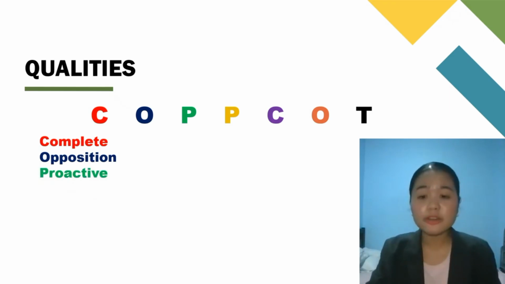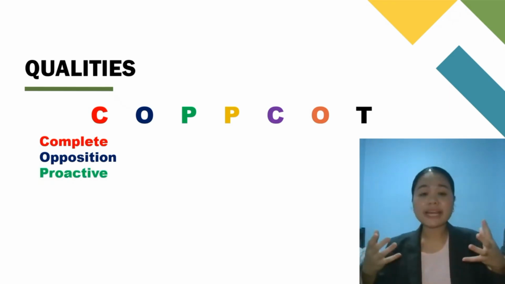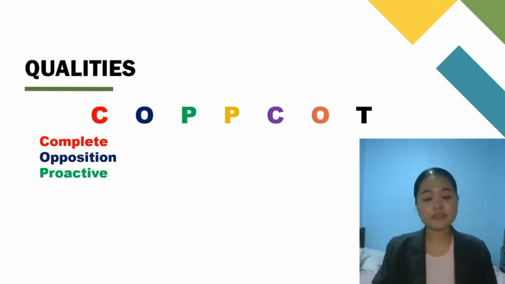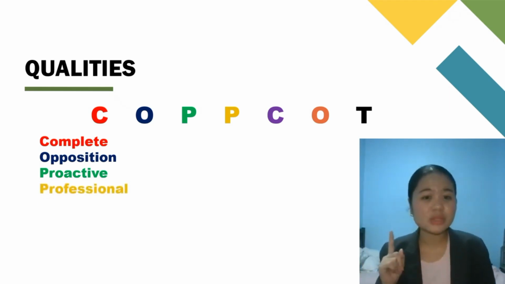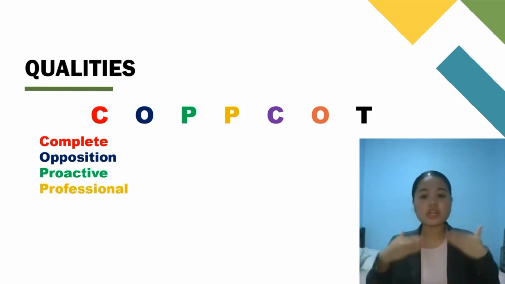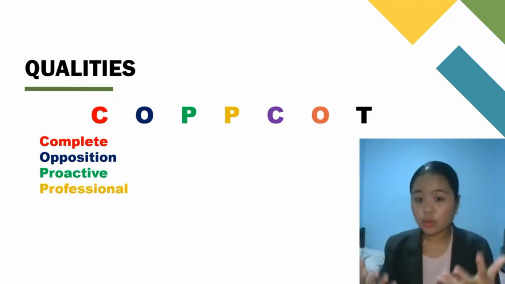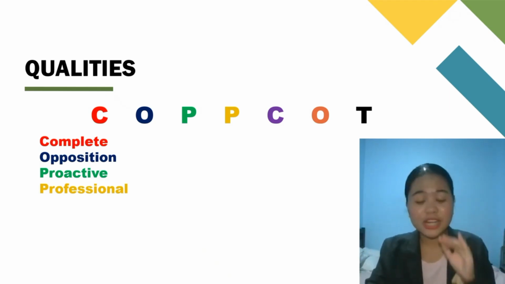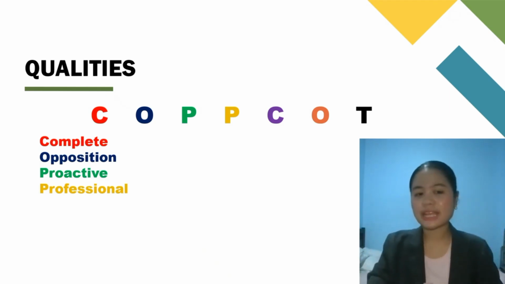And then the next letter, P, proactive. And that means you provide more than just facts. You give alternative actions or specific solutions. And then the next one is for professional. You establish a boundary between you, your article, and your subject. There is no name calling in editorial writing.